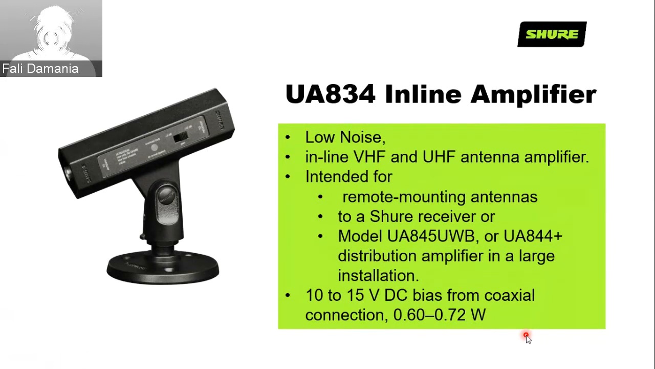Now, it's meant for remote mounting near the antennas. You can use it along with a UA845 or a UA844 plus distribution amplifier in a very large installation kind of sense, and that we'll see in some of the examples which are about to come. And also through this amp, you get 10 to 15 volts of DC bias from a coaxial connection, which equates to around 0.6 to 0.72 watts. So again, number one is still the cable. Number two would be the inline amplifier.